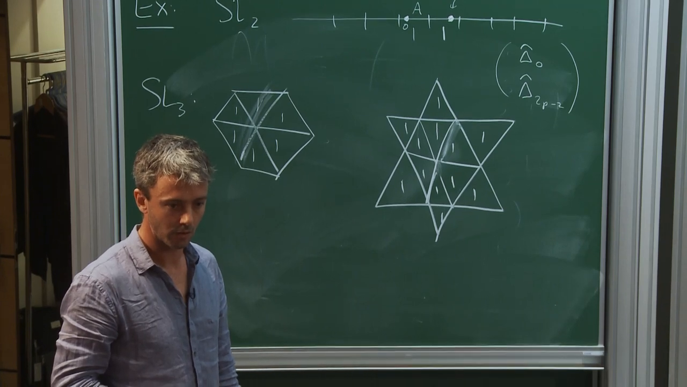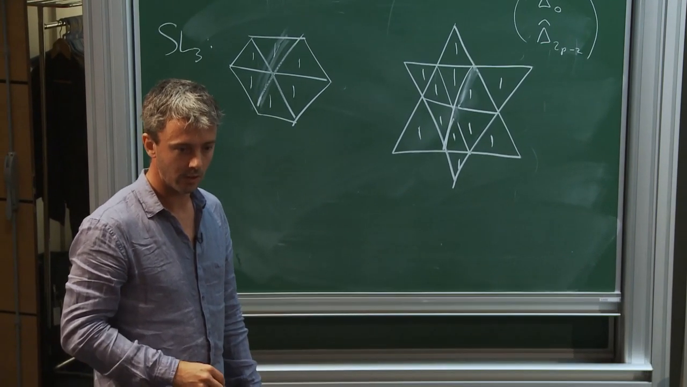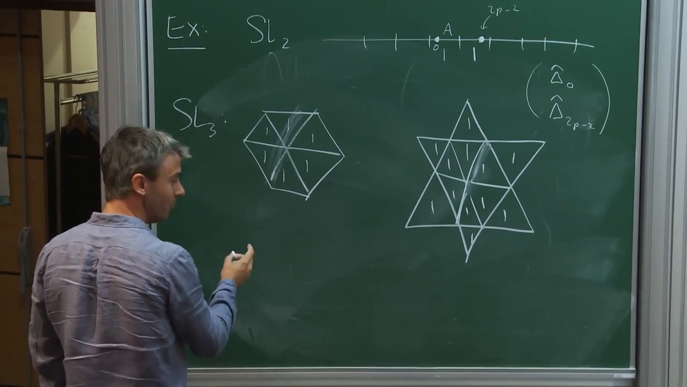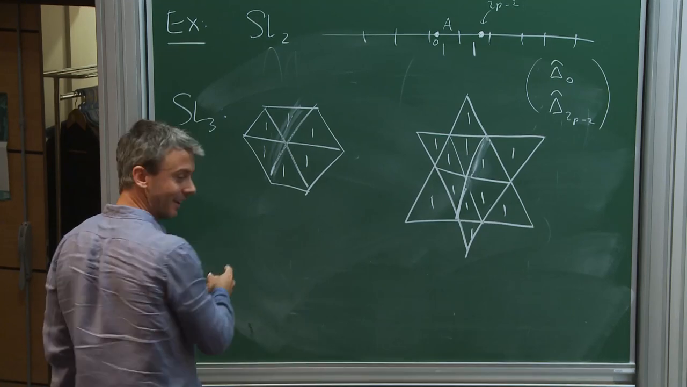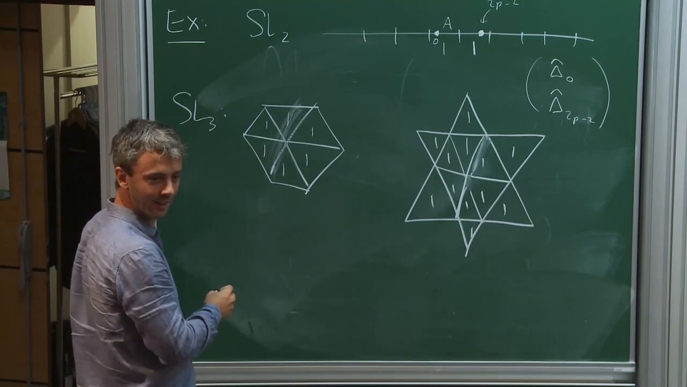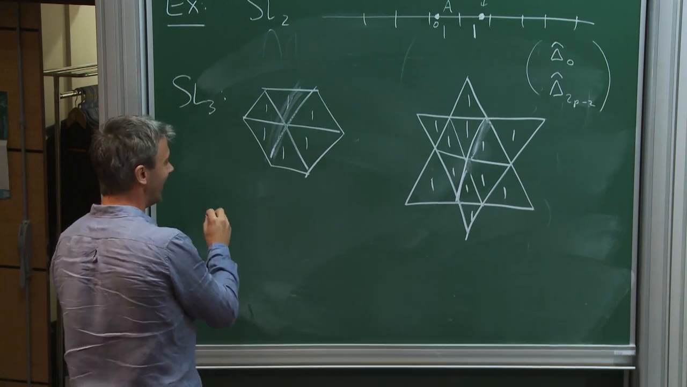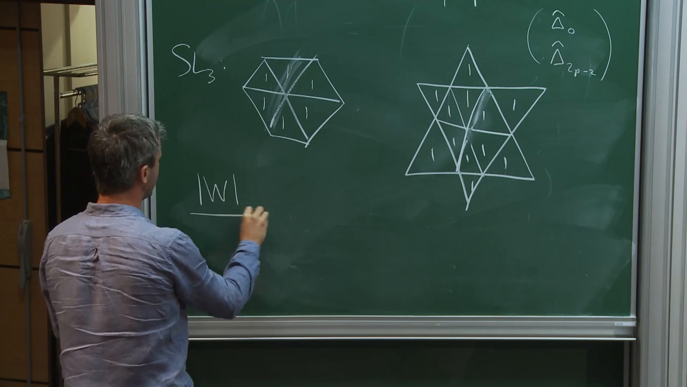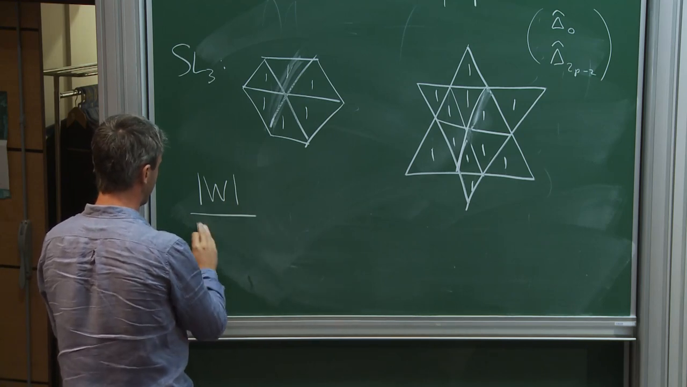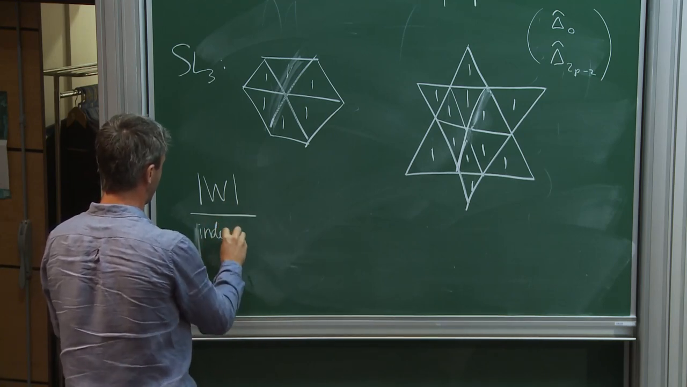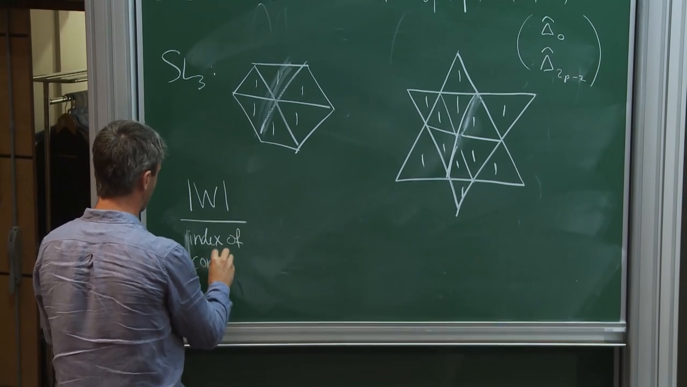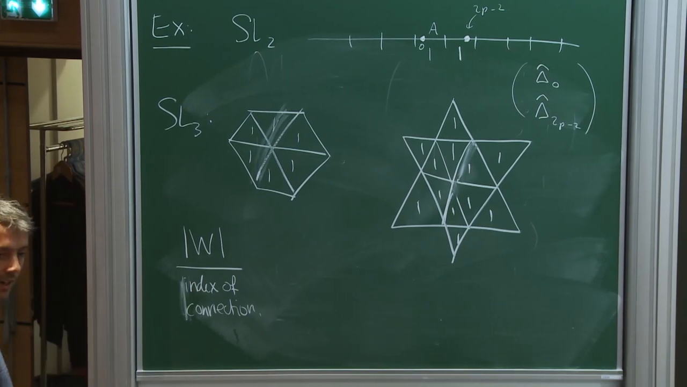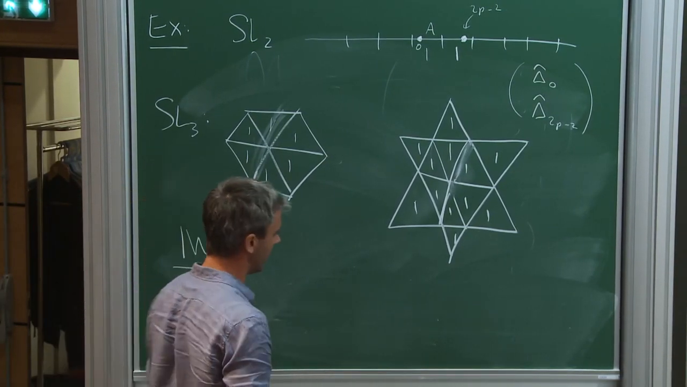so how many classes modulo translation do you have in SL3? Two. Yeah, it's always what we call, what do you call it, P mod R, the index of connection. No, sorry, that's wrong. So the number of cases you have to do is the fundamental group modulo index of connection. So it's n minus 1 factorial for SLN.